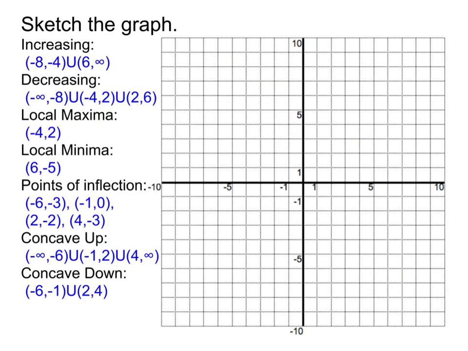So as you take a look at this, I'm again going to start with just the regular points. I'm going to start by plotting the local maxima and minima. So we got -4,2 for a maximum. And again, that's a maximum, so I'm going to draw a little bit of that curve there so I can remember that. And then we got a minimum at 6,-5.